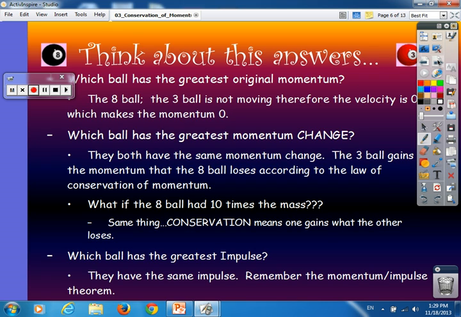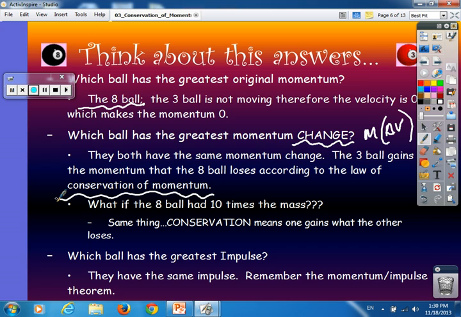So which ball has the greatest original momentum? The 8-ball, right? The 3-ball's not moving, so its initial velocity is 0, so it has no momentum. Which ball has the greatest momentum change? We got an m delta v here. They both have the same momentum change. The 3-ball gains momentum that the 8-ball loses, according to this, right?